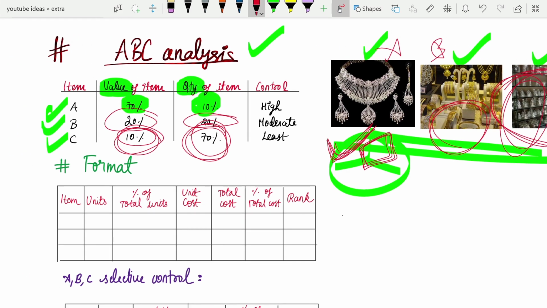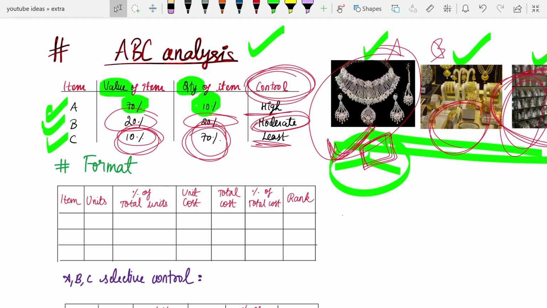We bifurcate the items into A, B and C because we need to see how much control we have to put on each item. If you go in a shop, you can imagine which items they will take a lot of care over. For diamond jewelry, they'll keep a lot of controls, like a security check once a person enters. So for item A, high level of control. For silver jewelry there will not be much control, so item C, least control. For gold, item B, there will be a moderate control.